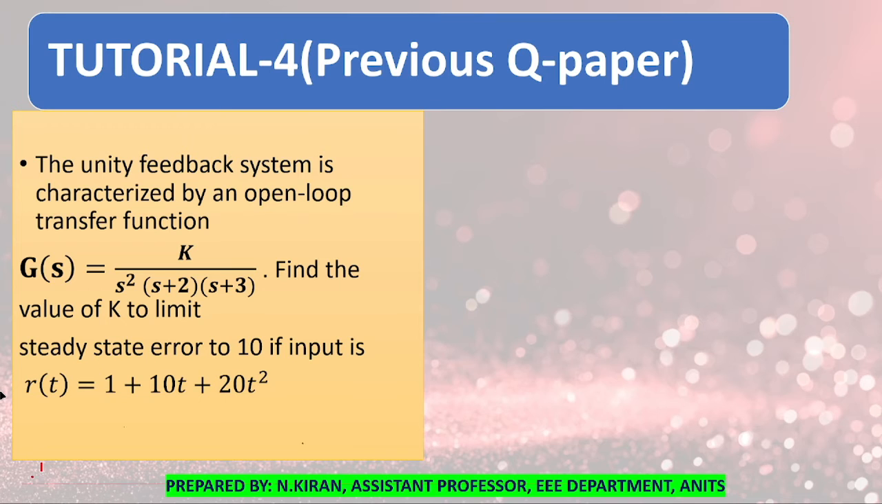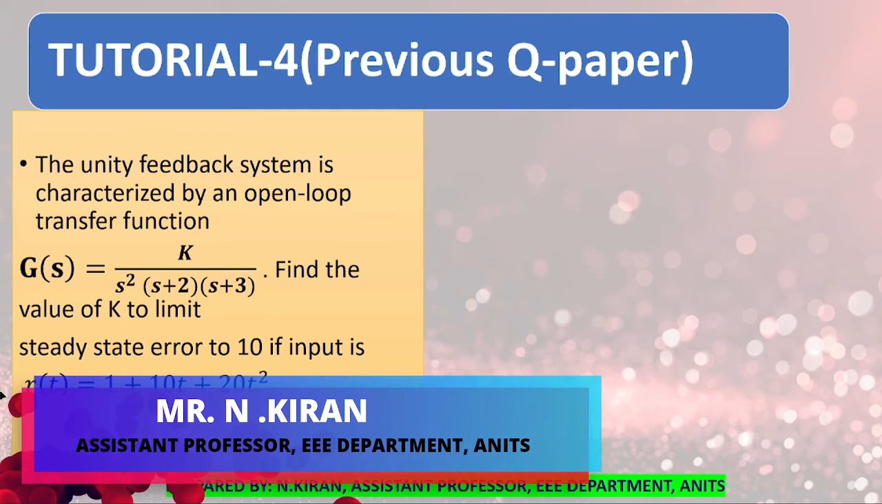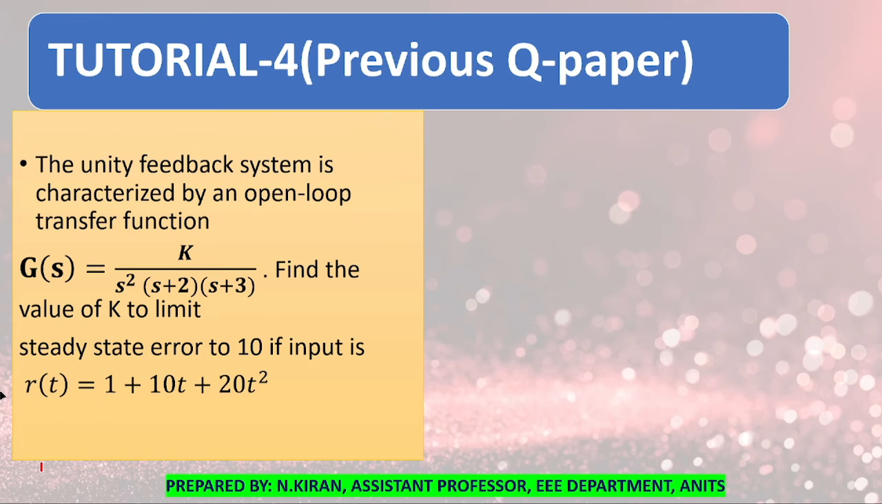The fourth tutorial: given that the unity feedback system is characterized by an open loop transfer function g of s equal to k by s square into s plus 2 into s plus 3, we're asked to find the value of k if the steady state error is limited to 10, if the input is r of t equal to 1 plus 10t plus 20t square. Since the input is a sum of step, ramp and parabolic, we need to find the values of Kp, Kv and Ka.